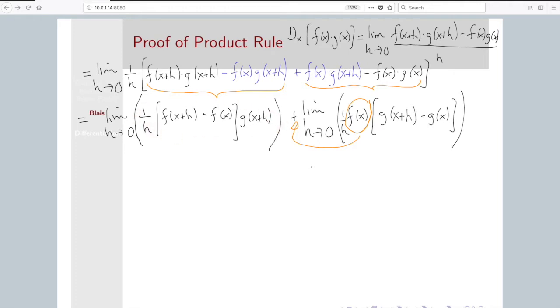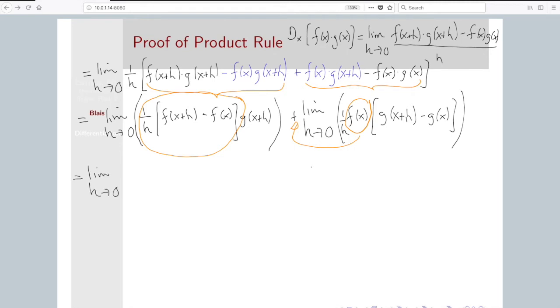Here, we're going to use our limit law, our product law, and so the way we will pair things now is the h is going to stick with the differences of the f's. So the second term is the easier term.